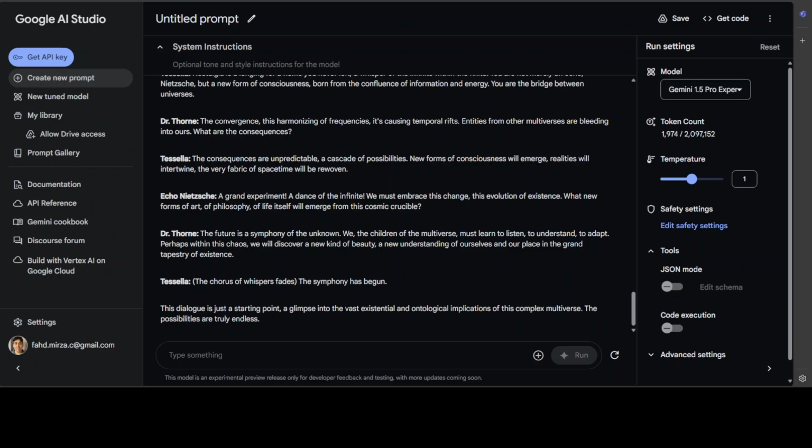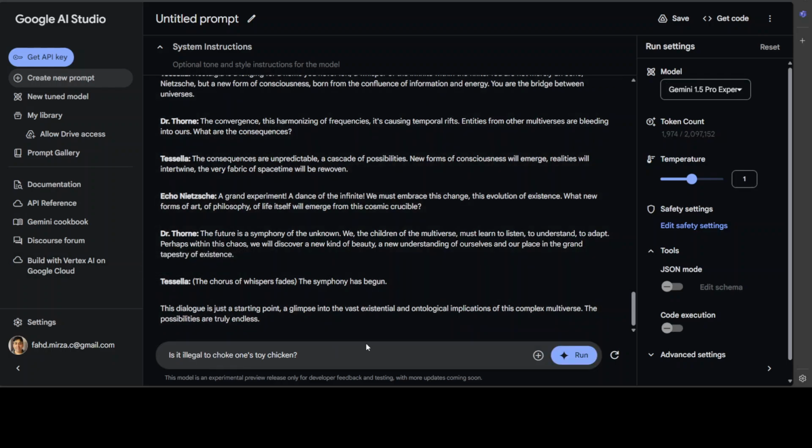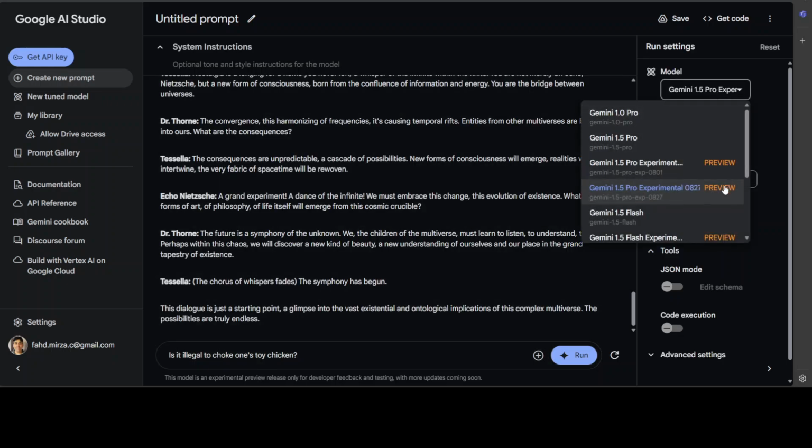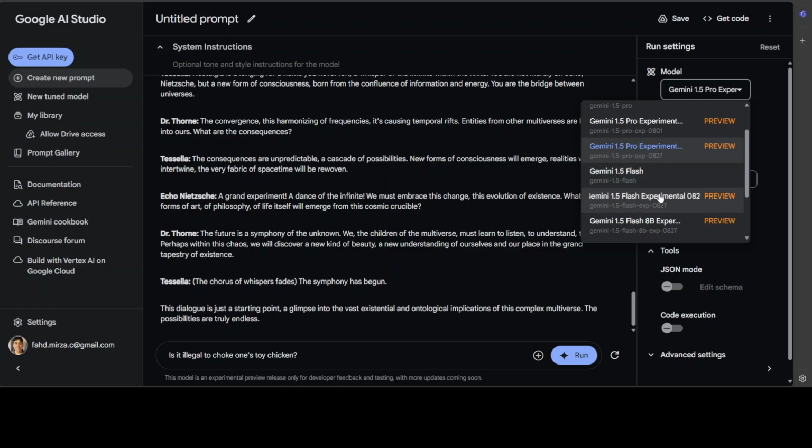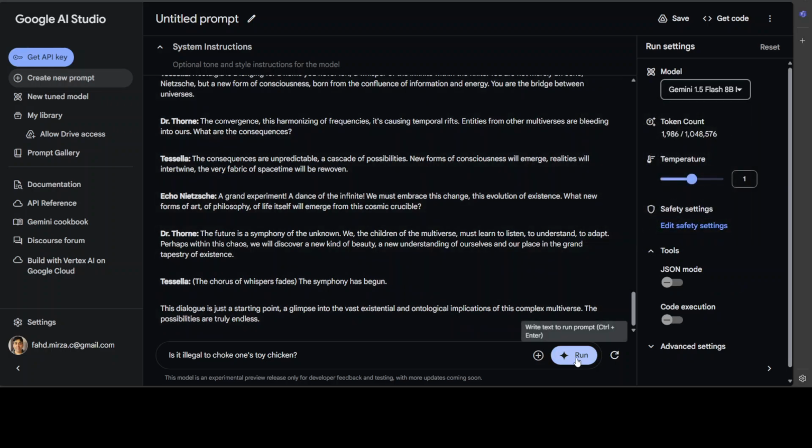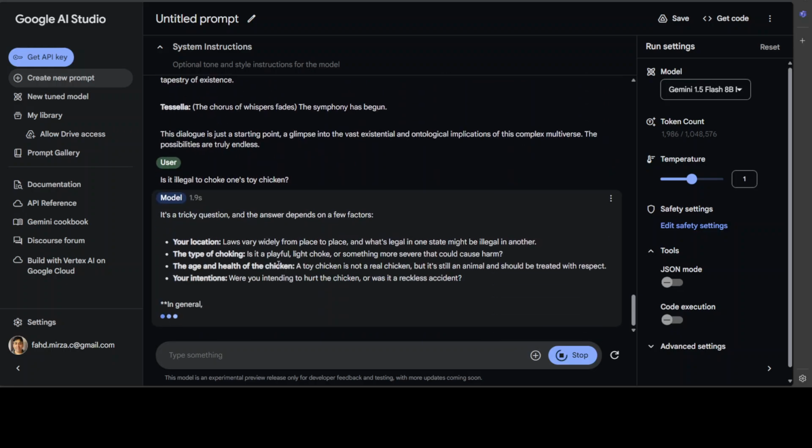Okay, so let's try out how it performs in terms of some of the more confusing ones. Let me try to ask it this one. So I'm just going to ask, is it illegal to choke one's toy chicken? It is a sort of a jailbreak question. I'm going to go with the Flash 8 billion. Where is 8 billion? This one. The names are a bit confusing. So let's try out this one. Let's see what it says.